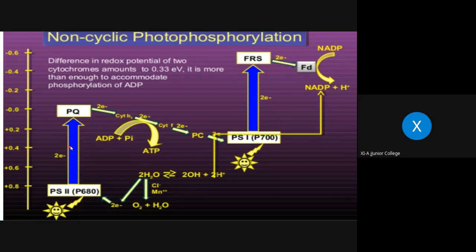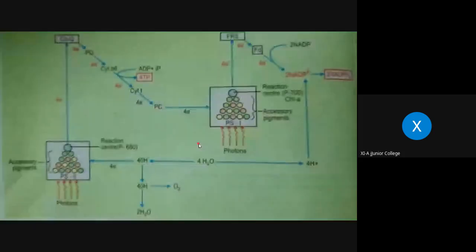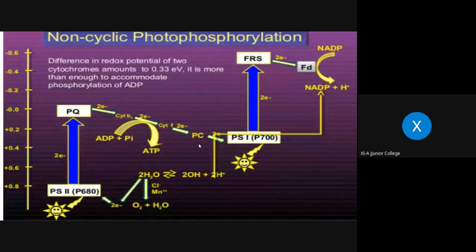Then these electrons are transported through a chain of electron carriers, first accepted by cytochrome B6, then cytochrome F. During that transfer, the amount of energy which is released is stored in the form of ATP. Here is one synthesis of an ATP molecule. Then from cytochrome F, electrons are accepted by plastocyanin, and from plastocyanin they are accepted directly by pigment system 1. So electrons released from pigment system 2 are accepted by pigment system 1.